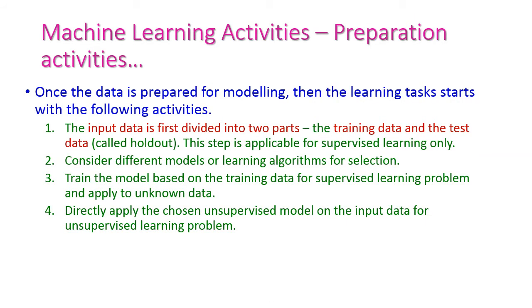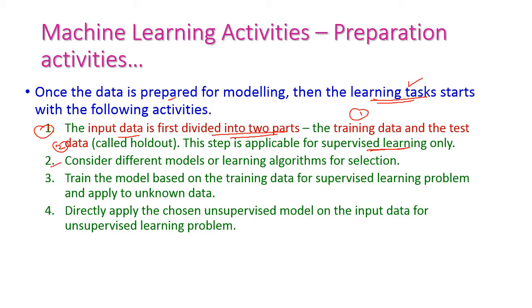Once the data preparation activity is completed, the learning task will start. It will start the following activities. The first one is that the input data is first divided into two parts: a training data set and a testing data set. These two come under supervised learning only. When it comes to unsupervised learning, there is no need to divide the data into two parts.